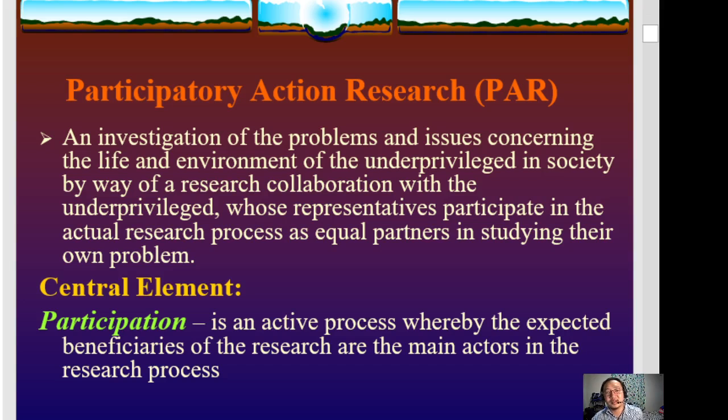Alright, so let's discuss participatory action research. It's an action research. I guess you're third year, right? You're doing your researches now, and one of the researches are action research. Okay? And I'll leave the explanation of that to your instructor. And so, what is PAR? Okay, what's participatory action research? It's an investigation of the problems and issues concerning the life and environment of the underprivileged in society by way of a research.